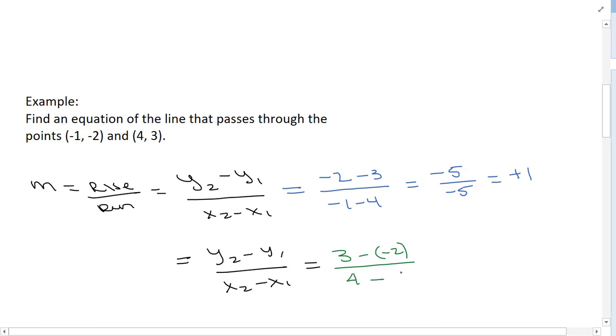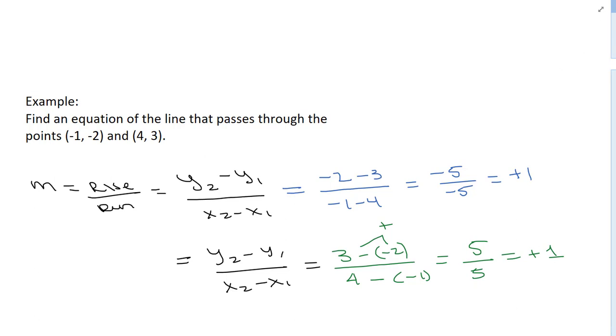So 4 minus a -1. And so 3 minus a minus, that becomes a plus. So 3 plus 2 is 5. And 4 minus a minus becomes a plus again. Plus 1 is 5. And I still get +1. So regardless of which way I do it, the slope is the same.